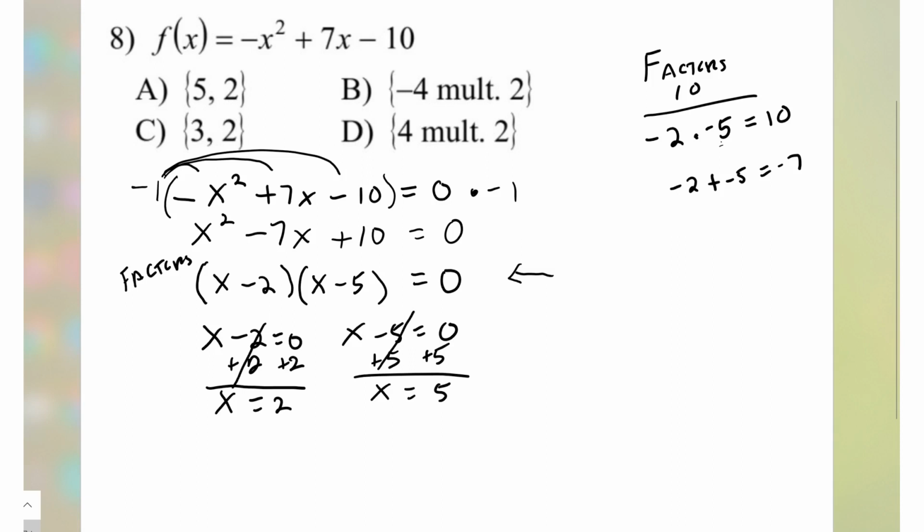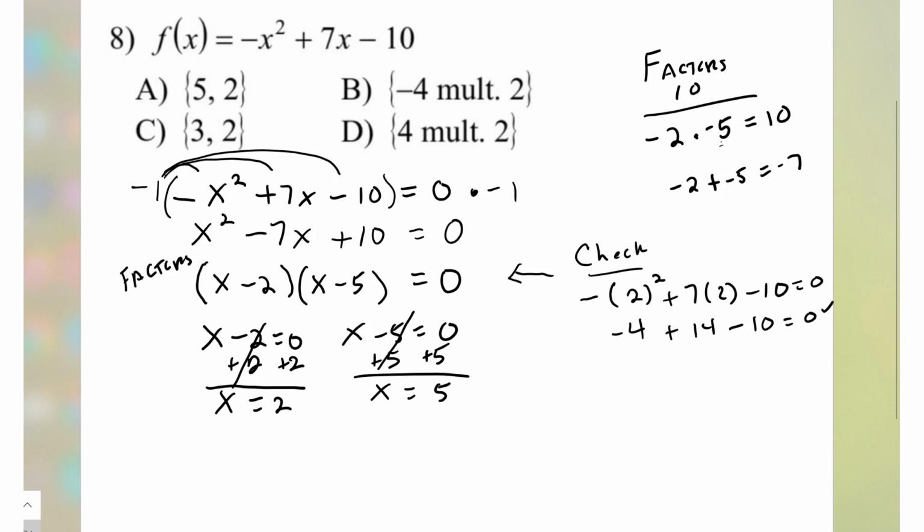Our last step is to check. So how do you check? Well, you want it to come out to be 0. So we're going to check negative 2 squared plus 7 times 2 minus 10. That's negative 4 plus 7 times 2 is 14 minus 10, and we want it to equal 0. Negative 4 plus 14 is 10. 10 minus 10 is 0. So that does check. The next one is negative 5 squared plus 7 times 5 minus 10 equals, and we're checking if it equals 0. 5 squared is 25, so it's negative 25, plus 7 times 5 is 35, minus 10, and we know that negative 25 plus 35 is 10, 10 minus 10 is 0, so it does check.